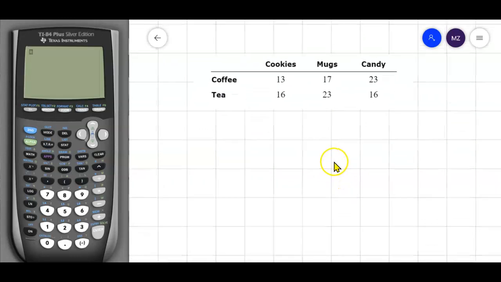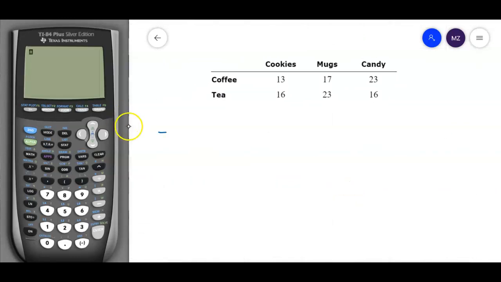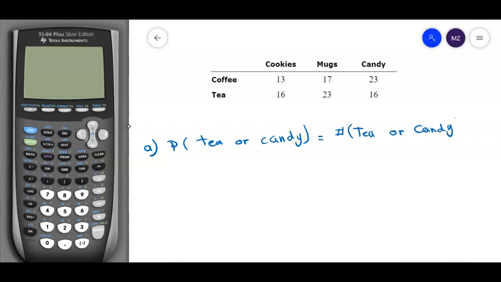So we have our table here, and the first question, let's call it A. So A here, the probability of tea or candy. What is the probability of tea or candy? This is going to be the number of tea or candy divided by the total number. So what is the total number here? I think this is easy to be done.